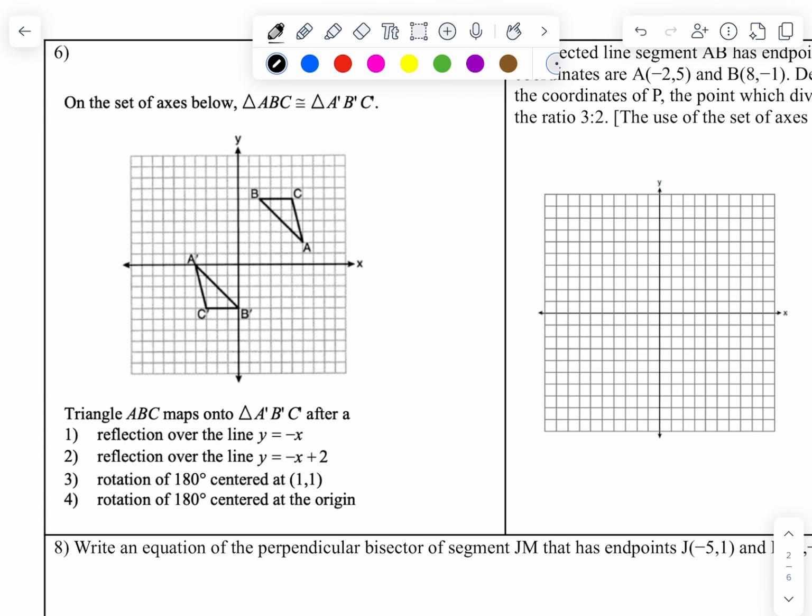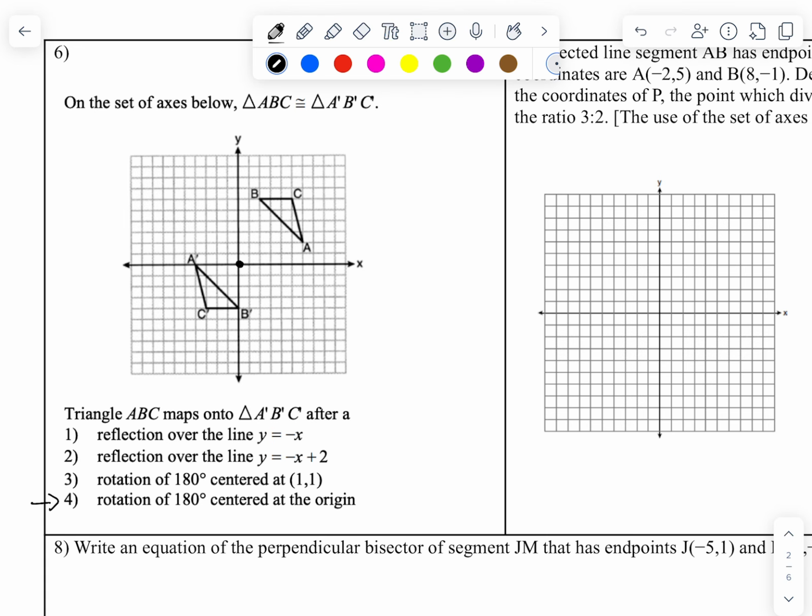Here we're told that the triangles are congruent before and after the transformations. So we know that rigid transformations occurred, producing congruent figures. Triangle ABC maps onto triangle A prime, B prime, C prime after what? What we should do is actually try out the transformations that it's suggesting. So I'm going to start with 4. I'm going to start with rotation of 180 degrees centered at the origin.